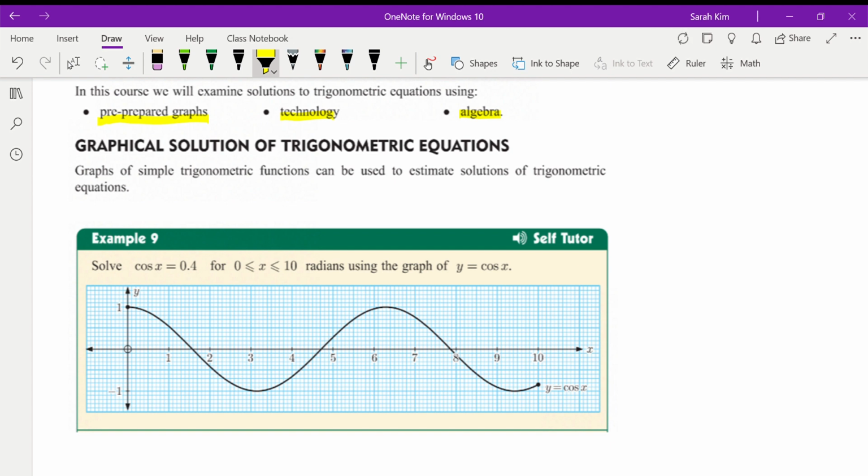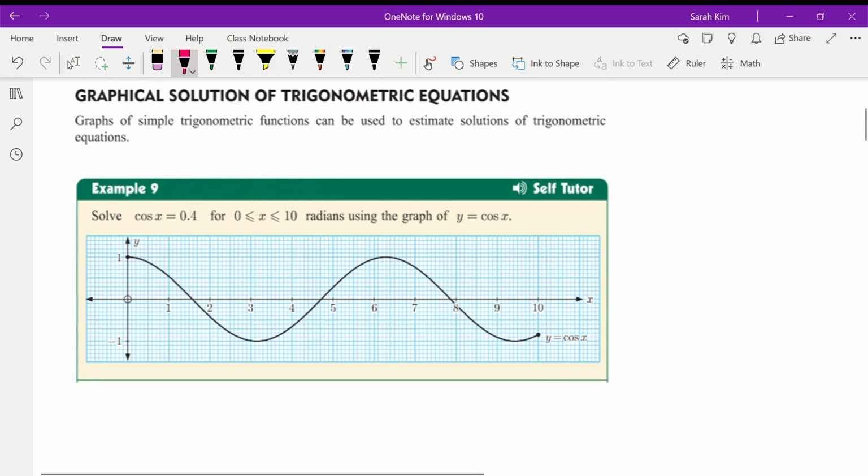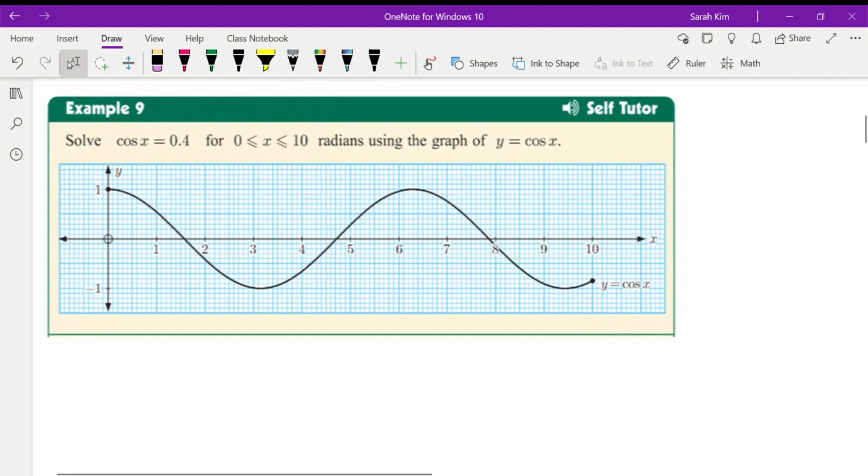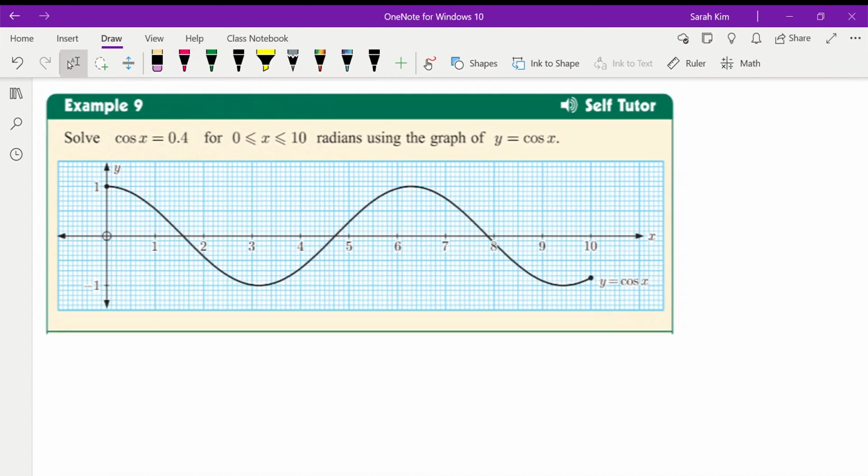Graphical solutions are the easiest ones, obviously, because all you have to do is know how to read and draw graphs. So for example 9, solve cos x equals 0.4 for 0 to 10 using the graph of y equals cos x. So what this means is we want to find when cos x is 0.4. So have a think about it. Are we trying to find x or are we trying to find y? Kind of gives it away, right? Because it says cos x is 0.4. So we're trying to find x.